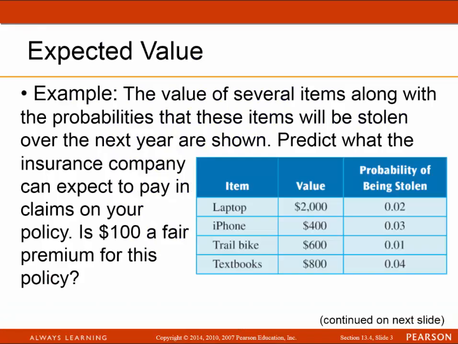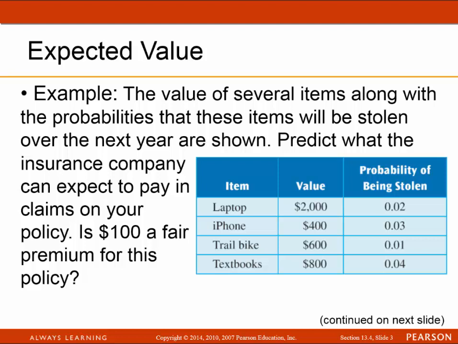So the first example is about insurance and premiums. The value of several items, along with the probabilities that these items will be stolen over the next year, is shown. And then we're going to predict what the insurance company can expect to pay in claims on the policy. Now the premium for this policy is $100. So we're going to find out if this is a fair premium for this policy.